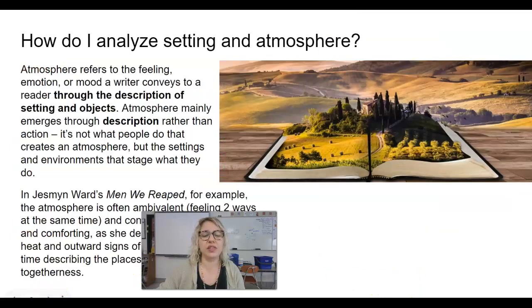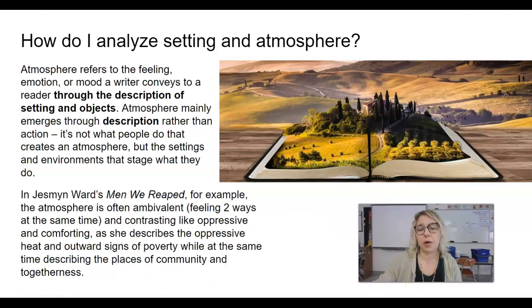When we move on to setting and atmosphere, we're really talking more about mood than tone. And I think this is a good thing to jot down. It is also in a document that is linked in the Understanding Poetry document on Schoology, but it's not part of the Understanding Poetry questions. Atmosphere, the definition of it, well, it refers to the feeling, emotion, or mood a writer conveys to a reader through the description of setting and objects.